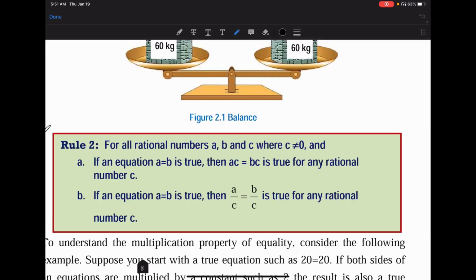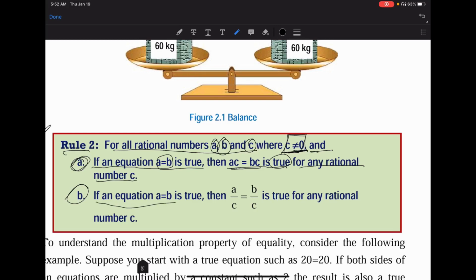Okay, then rule 2: for all rational numbers a, b and c where c is different from 0, notice we don't want c to be equal to 0. If an equation a is equal to b is true, then a times c is equal to b times c is true for any rational number c.